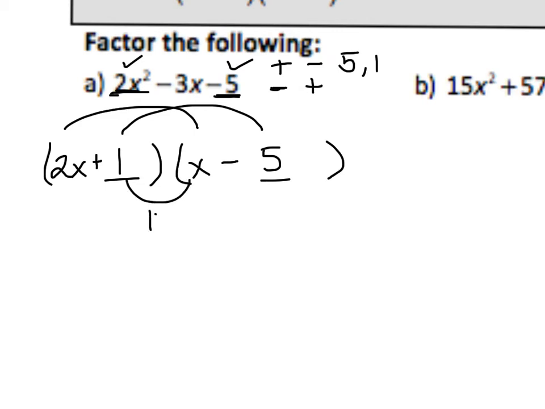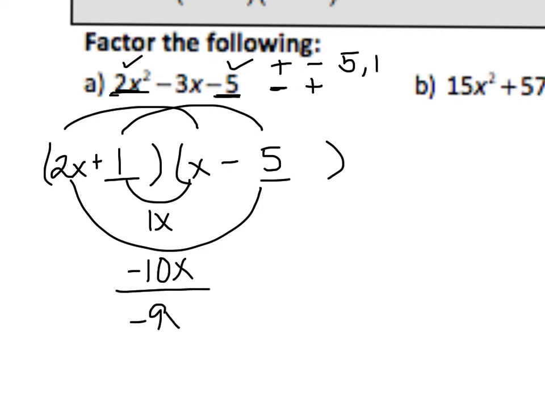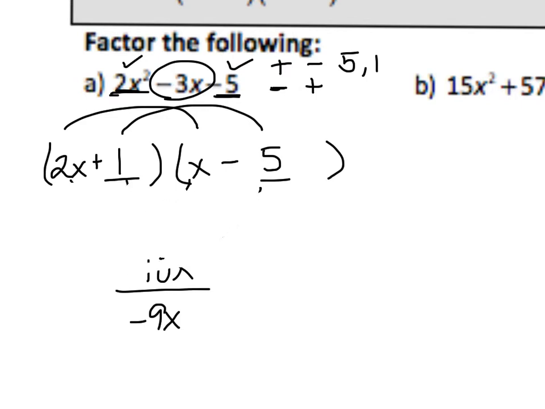I'm going to check the middles now. 1 times x is 1x. 2 times negative 5 is negative 10x. If I add those together, I'm going to get negative 9x. That's not what I want. I want negative 3x, so I know I'm going to have to change some things. Here's where the iPads are actually pretty nice, because erasing is a lot simpler than writing it constantly on paper. So be thankful for those.